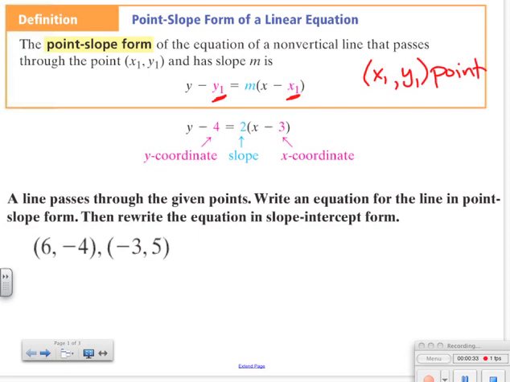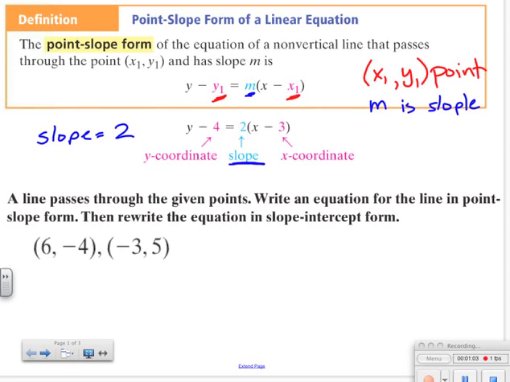Okay? And then as you look at this, m is in front of that quantity, and m is slope. So as I look at that, y minus y1 is equal to m times the quantity of x minus x1. So in this example, y minus 4 equals 2 times the quantity of x minus 3. You can see that the slope is 2.